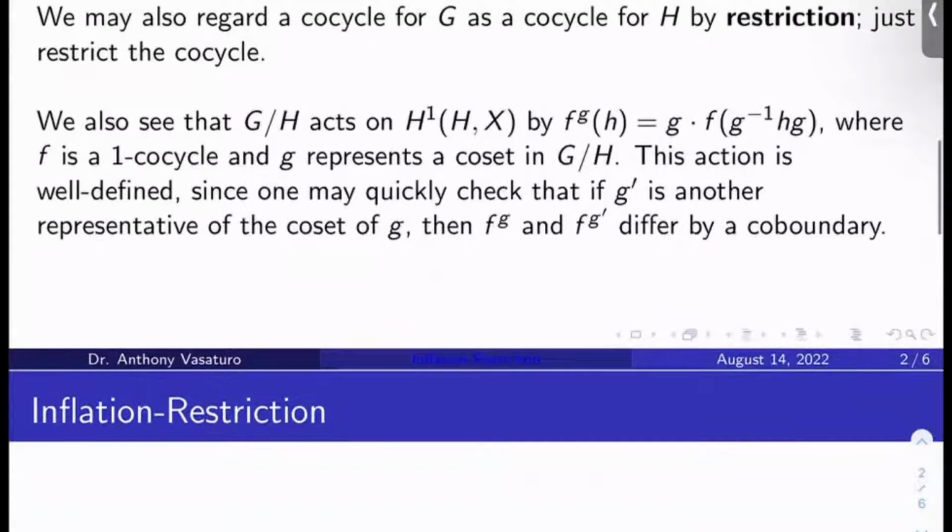Okay, we also can see that G mod H acts on H1 of H, X by G acting on F of H is G times F of G inverse HG, where F is a one cocycle and G represents a coset in G mod H. Okay, that's just kind of a thing to check. This action is well defined. I mean, you have to make sure that if G prime is another representative of the coset of G, then G acting on F and G prime acting on F differ by a coboundary because H1 is cocycles mod coboundaries. Okay, so you have to actually check this, but it's a quick check.